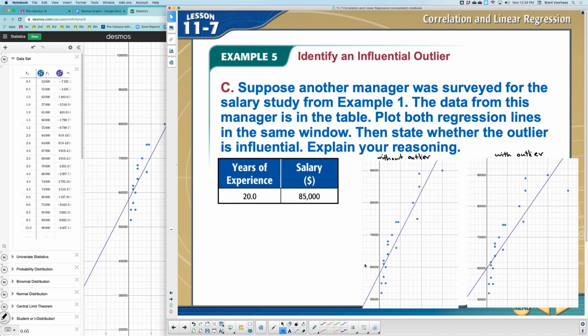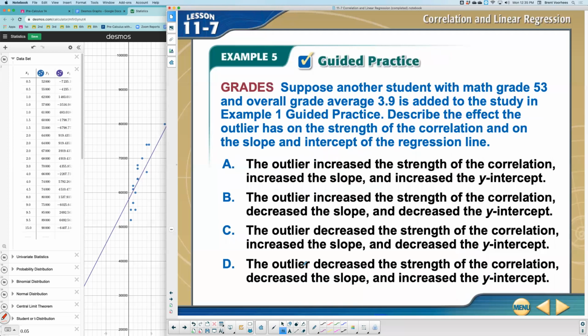So I would say it is influential. Outlier is influential. Personally, I would say it's influential because of that. So that's my reasoning. And so here is your term for DOL number 5.